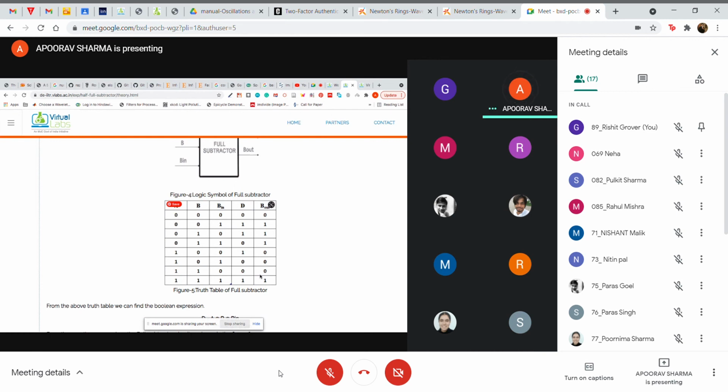Okay, so any doubt in this truth table? Sir, can you explain this last line once more? This last case. Yes sir. Okay, so look at this, 1 minus 1 is what? You tell me. 0. Okay, the result is 0, so here I write 0, suppose.